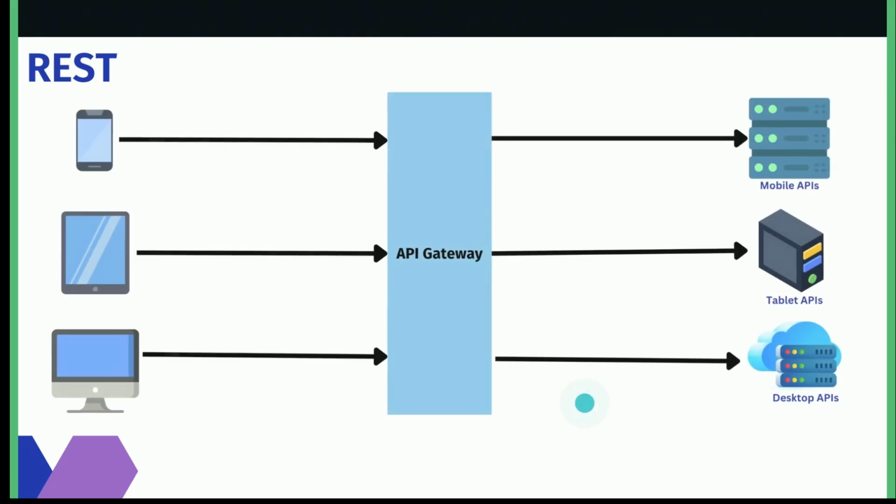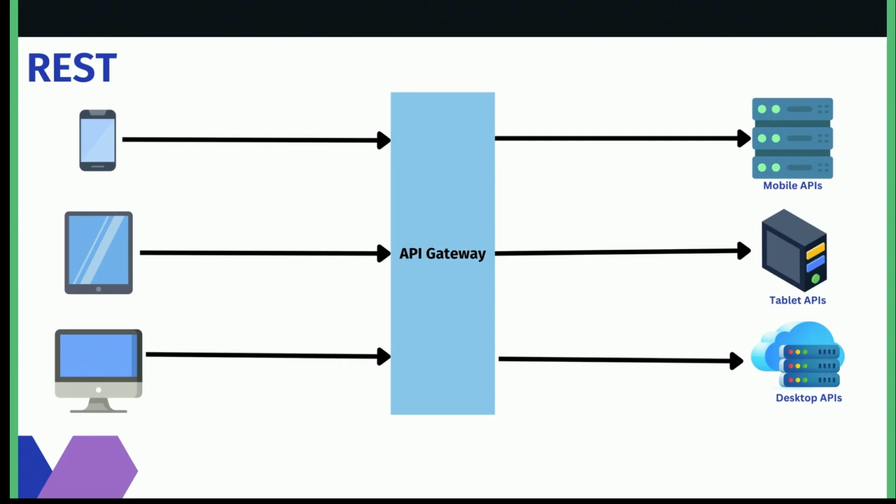To avoid these overfetching and underfetching problems, generally we go with client specific APIs. In this case, we do have thin clients as well as thick clients, and we have an API gateway to intercept the API requests, and accordingly, depending on which client the API request is coming from, we will route that API request to the specific APIs.